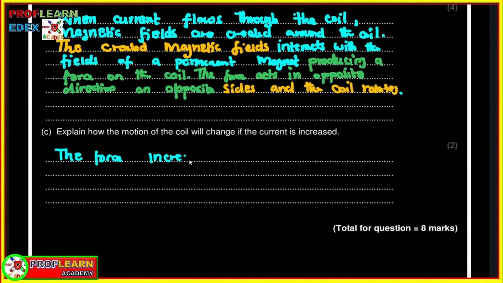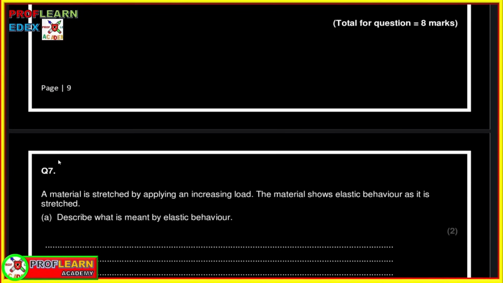Explain how the motion of the coil will change if the current is increased. When you increase the current, the force also increases because the fields which are produced become stronger, so the force is greater, so the coil is going to rotate faster. If you are asked for different ways you can modify that device so that you can have a greater speed of rotation, you can use a thicker wire, or use more turns, or increase the strength of the magnet, or increase the amount of current.